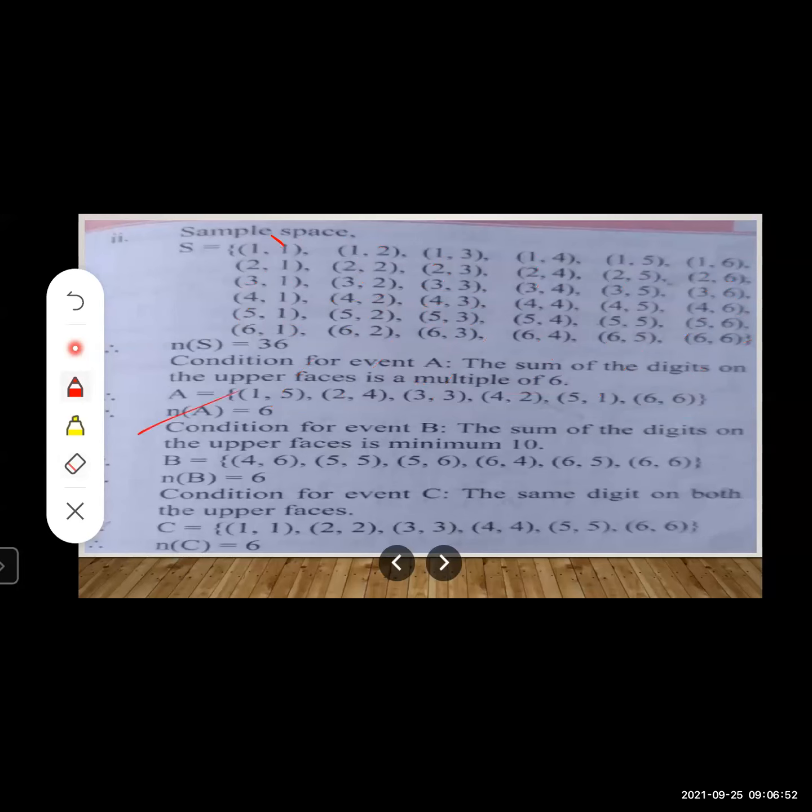What is the next condition? The sum of the digits on the upper faces is minimum 10. Now which are our favorable outcomes? Minimum 10 means if the sum is more than 10, then also it is okay, but if it is lesser than 10, it is not okay. Minimum we require is 10, and lesser than 10 is not required.